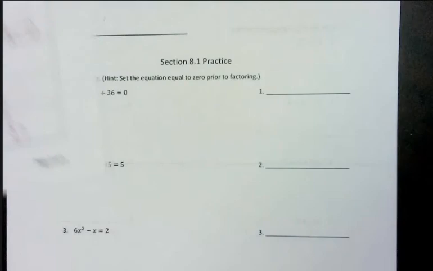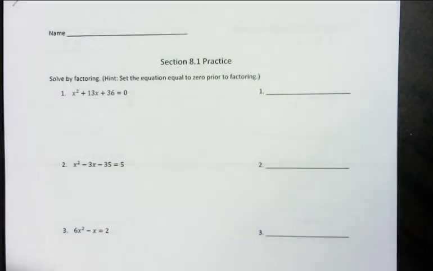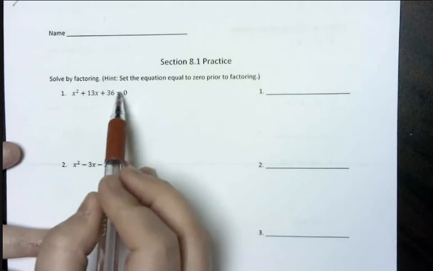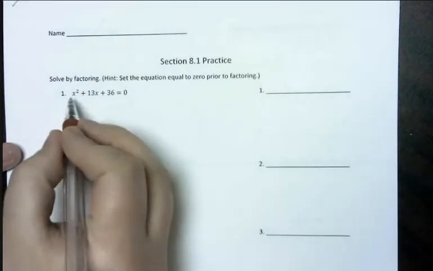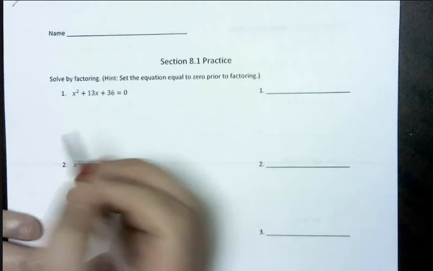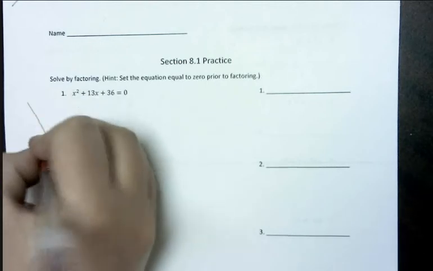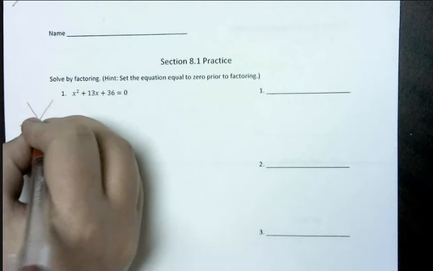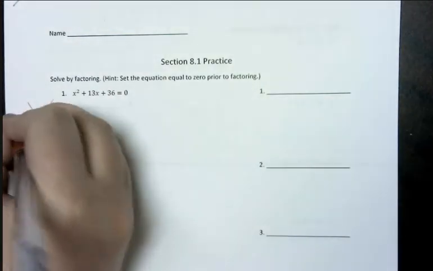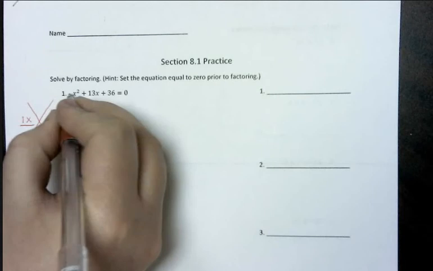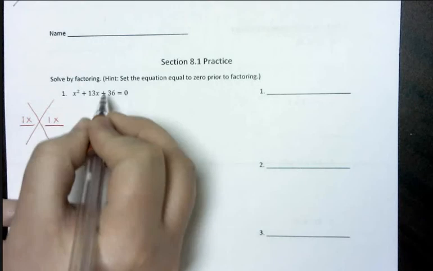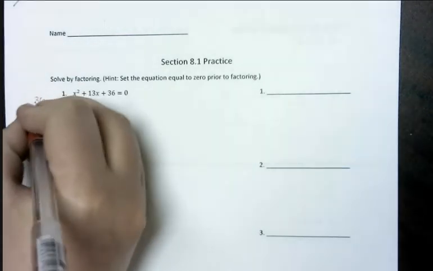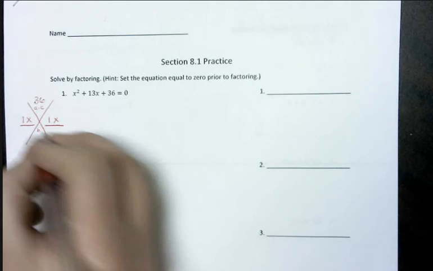So let's go ahead and look at problem number 1. The very first thing we need to check is, is it set equal to 0? Since it is, we can go ahead and factor. So there are 3 terms, so we factor this using the AC method, if that's a method that you're used to. So you always put your 1x up top, so the a value and the variable you're using. Then your a times your c is up here, and your b value goes down here, which is that 13.